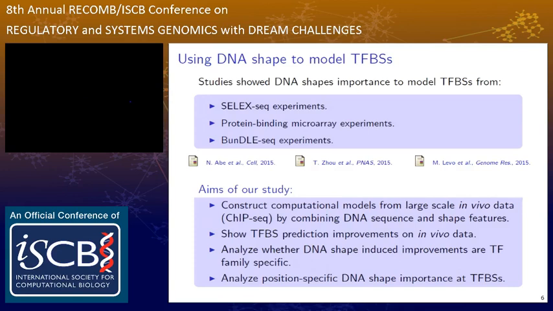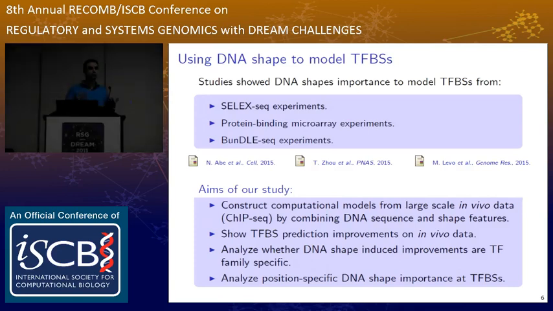And then finally, if it's the case, the idea was to look at whether the incorporation of DNA shape was improving the prediction of TFBSs for all the transcription factors or only for a subset of them, whether the DNA binding domain was enriched in the ones that improve a lot, and so on. And finally, to analyze which DNA shape features were the most important, and whether this importance was the same over all the positions within a transcription factor binding site or specific to some positions.